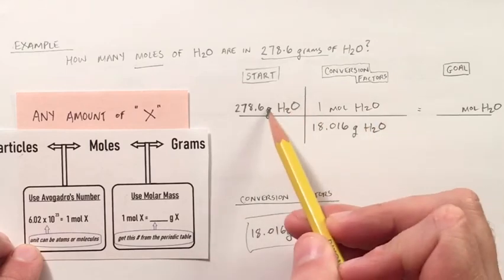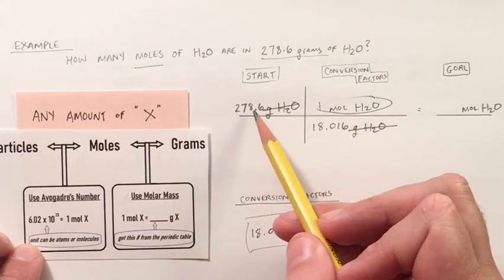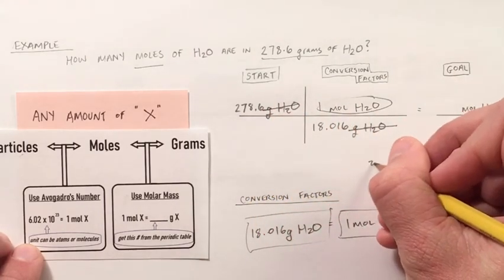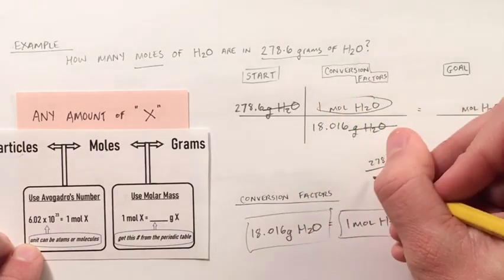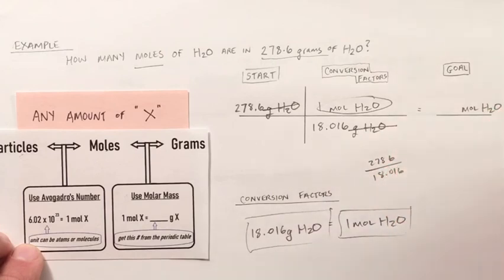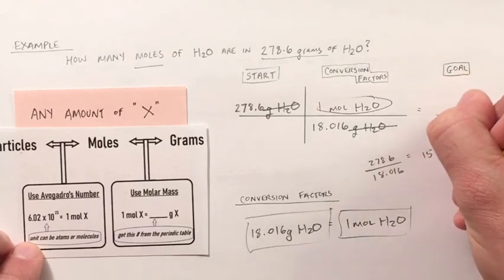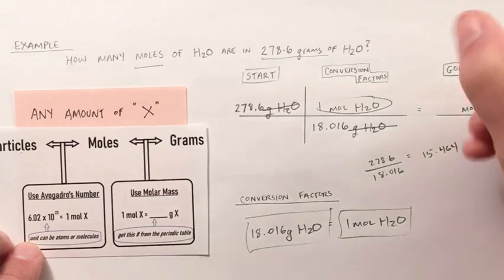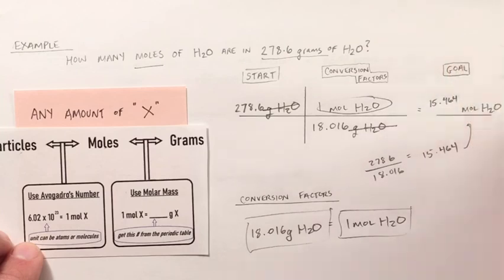Not doing any math yet, just looking at our units. Grams H2O, grams H2O, there's one in the top, one in the bottom, they cancel out. I have moles of H2O left. That is my goal unit, so I'm good. I can go ahead and do my math. 278.6 times 1 is just going to be 278.6. And then I divide by everything in the bottom, which is just one number, 18.016. Once you plug that into the calculator, you will find that it is 15.464 moles of H2O. That goes right along with my goal unit. 15.464 moles H2O. And that is my final answer.